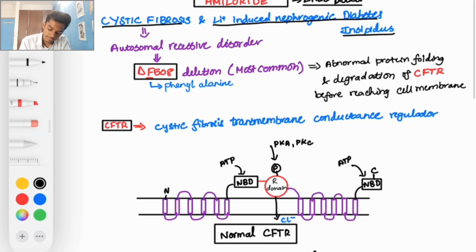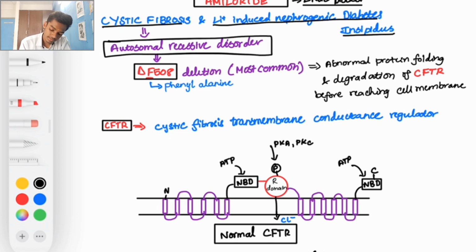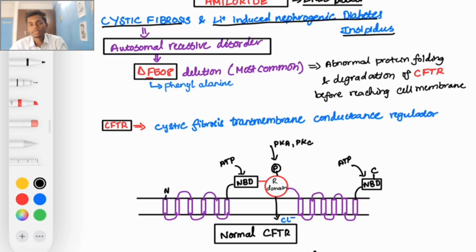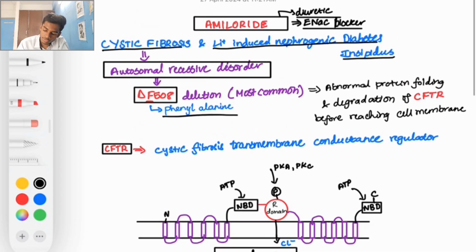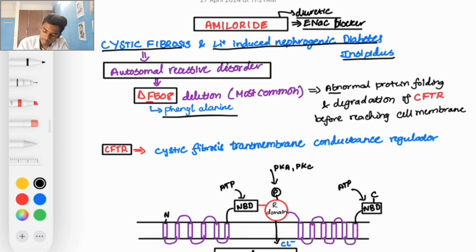What is cystic fibrosis? Cystic fibrosis is an autosomal recessive disorder in which there is deletion of delta F508 gene. It is the most common mutation. Cystic fibrosis can also happen because of other mutations too, but the most common is delta F508. Here F stands for phenylalanine. Due to this mutation, there is abnormal protein folding and degradation of CFTR before reaching the cell membrane.